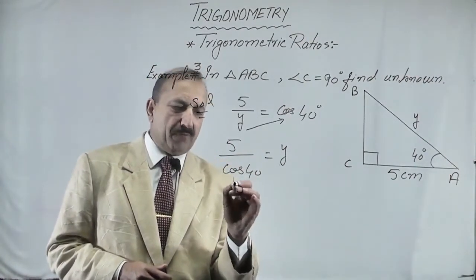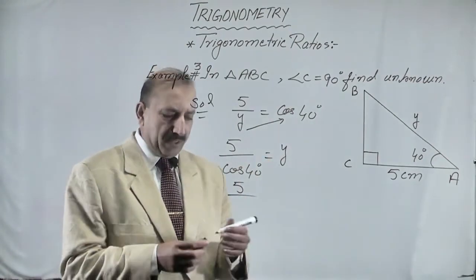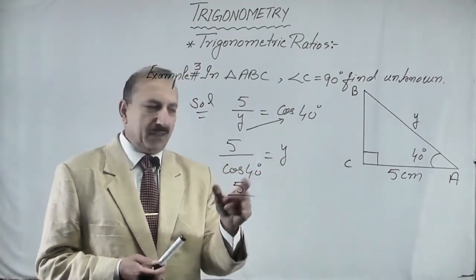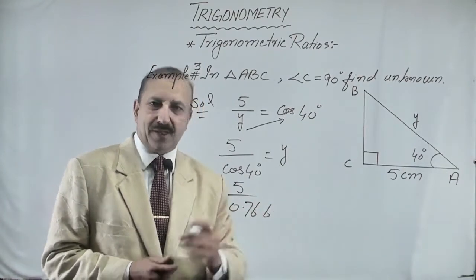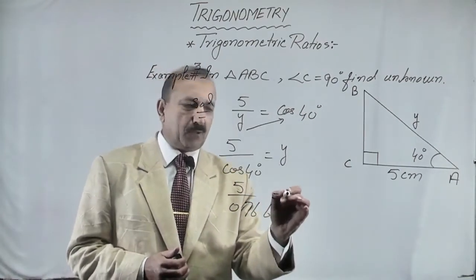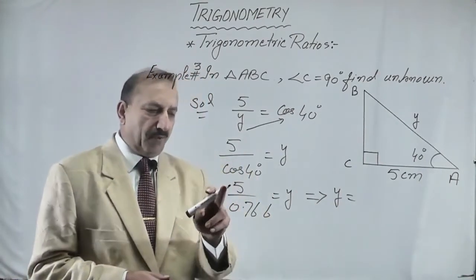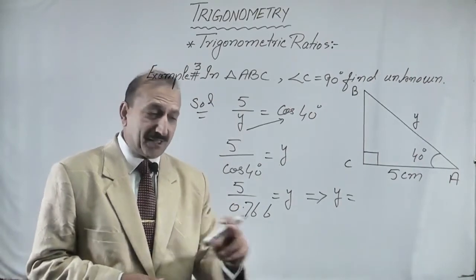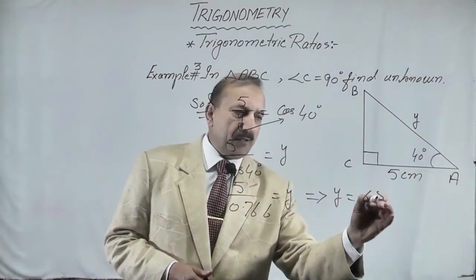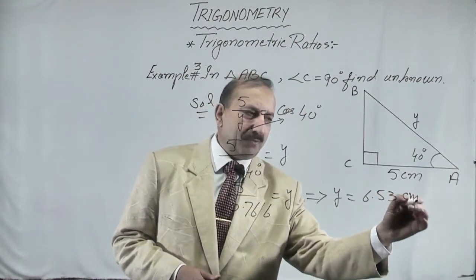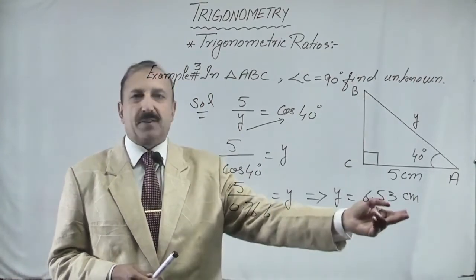Now 5 over, first of all, cosine of 40 degree equal to, my dear, as I told you, we'll use a calculator, and this value is equal to 0.766, and this is equal to y. It implies that the value of y will be dividing 5 by this number. 5 divided by this number 0.766 will give us 6.53 centimeter with the help of a calculator. On the calculator, divide 5 by this number, we will get this answer.